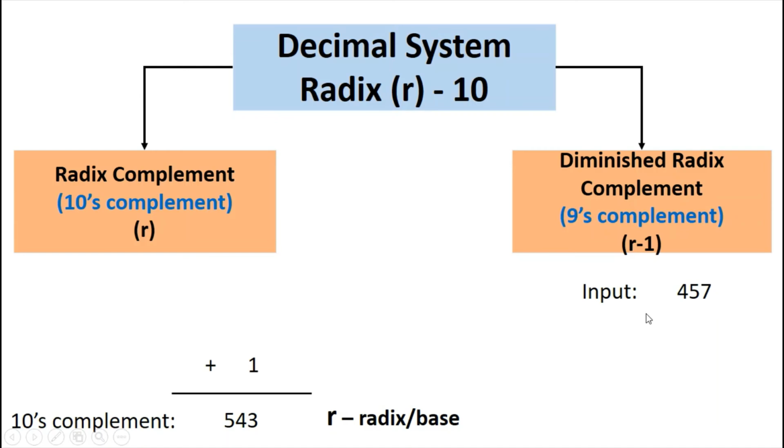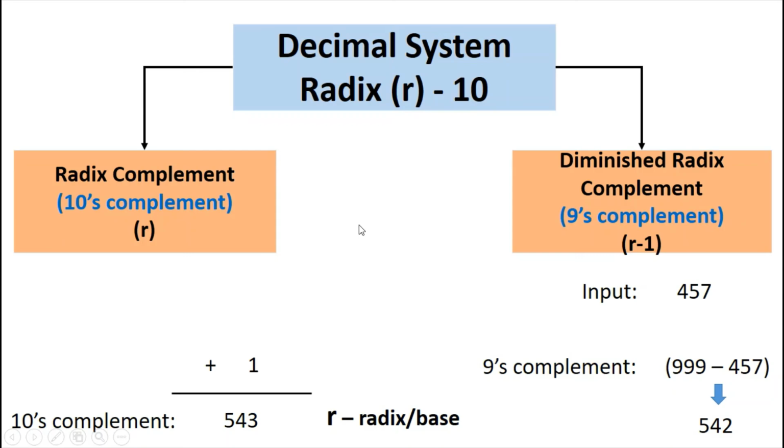Okay, so now we take the same number as the input, which is a valid decimal number 457. For the 9th complement, since this is a 3-digit number, we subtract the input value from all 9s. So we write 9 three times and subtract 457. Ultimately we get 542. So this 542 is the diminished radix complement of input 457 when the number system is decimal.